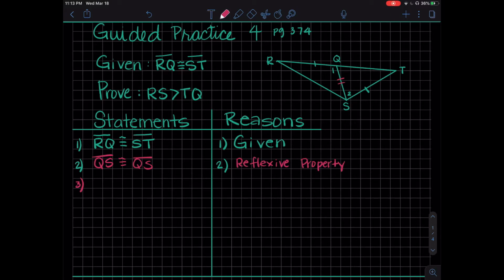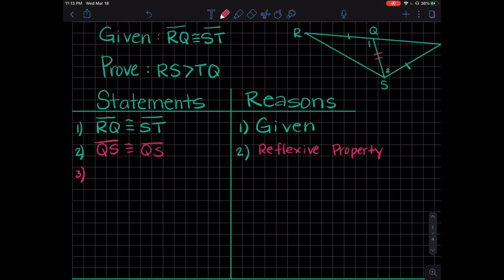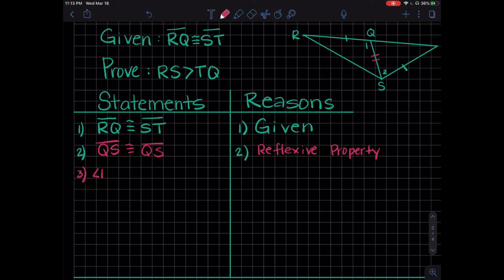well, angle 1 is an exterior angle of QST, right? So if we state that by definition of an exterior angle, then we're going to get the greater sign involved because we know from the exterior angles theorem that the exterior angle is greater than the measure of either corresponding remote interior angles. Okay, let's write that out. We're going to say that angle 1 is an exterior.